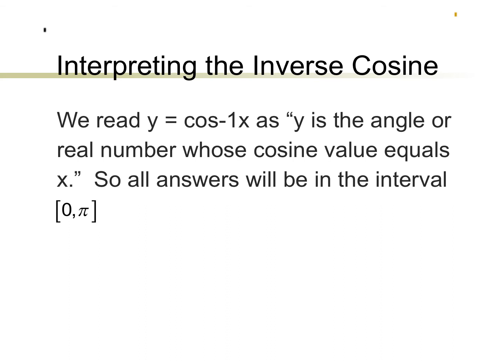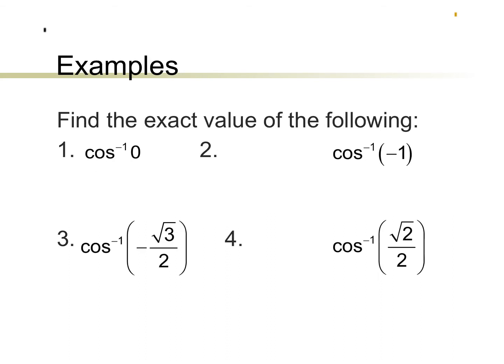Let's look at some examples. So we want to find the exact value of each of the following. Firstly, cosine inverse of 0, also known as for what theta do we have a cosine of 0? Well, if we consult our unit circle, we're going to see that our theta must equal pi over 2. Cosine inverse of -1, or theta equals the cosine inverse of -1. If you consult our unit circle, this is going to occur at theta equals pi.